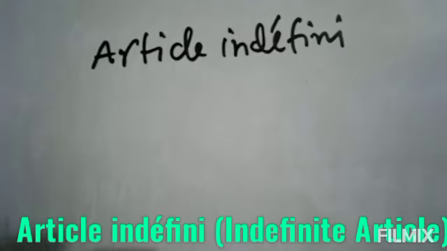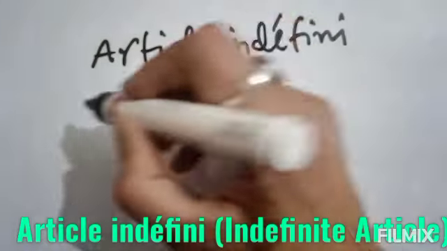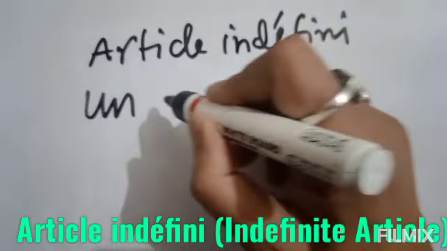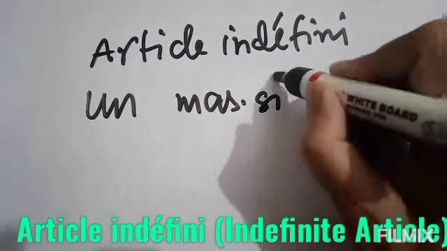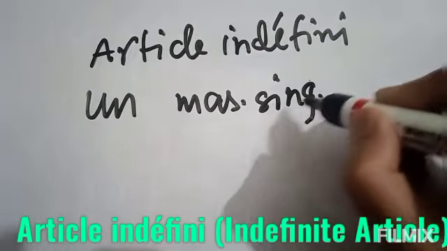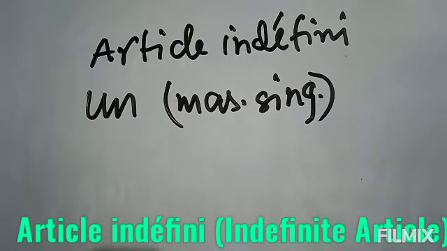Hello, let's start today's topic, the article. Indefinite article, a very important topic of French grammar. First, I am discussing how many indefinite articles there are in French grammar. First one is un. Un is for masculine singular. That means masculine and only one item.